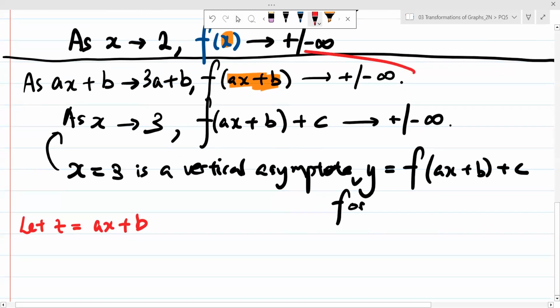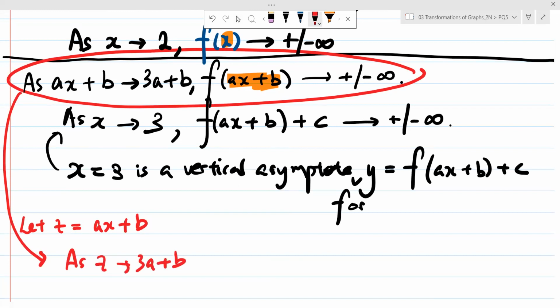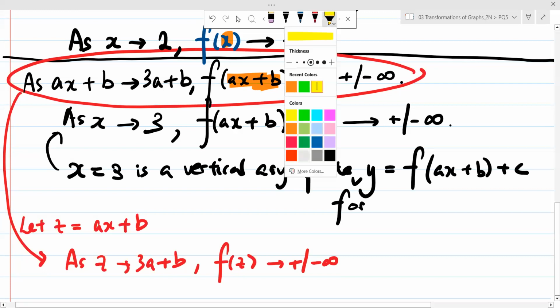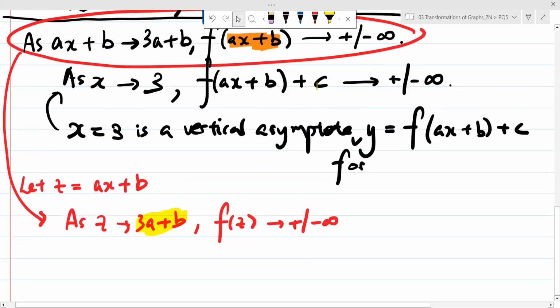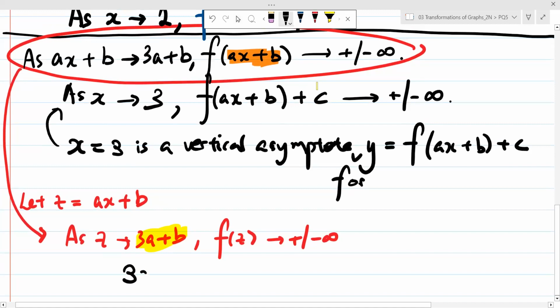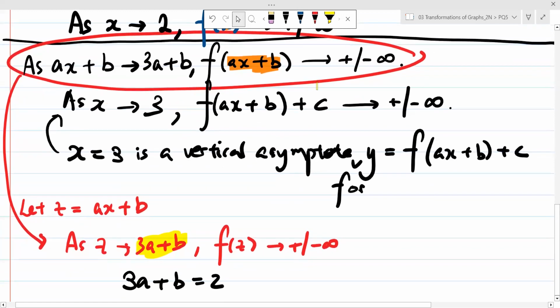Okay, so this statement here is equivalent to saying that as z approaches 3a plus b, f of z approaches plus minus infinity. Agree? So now what can we say about 3a plus b? Now you bring back the thing above the line. So 3a plus b equals 2.